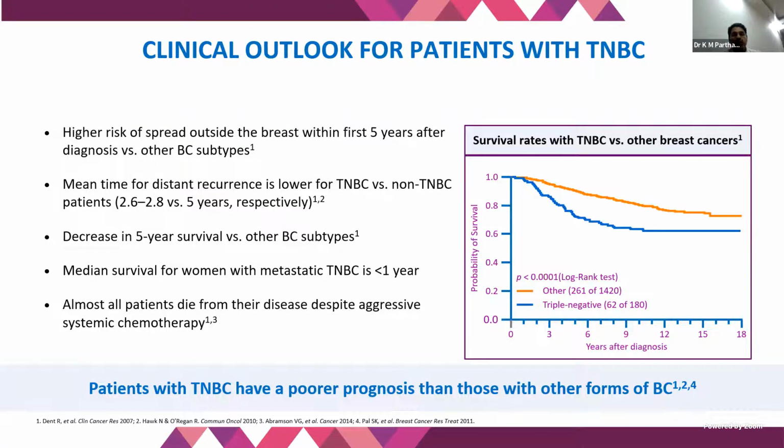This is a description of what I already discussed. They have got a higher rate of distal recurrence, and the mean time for distal recurrence is lower, with a decrease in 5-year survival compared to other breast cancer types. The median survival for metastatic TNBC is around 1 year, whereas in HER2 positive patients, we know that it is close to 5 years, and in luminals, we know that it is much better.